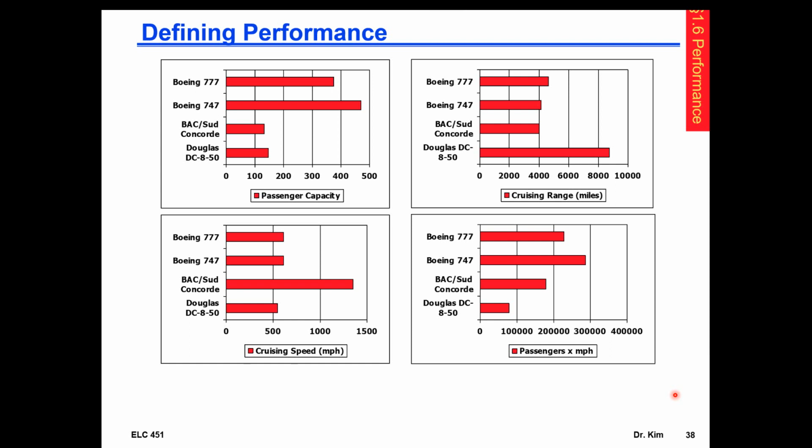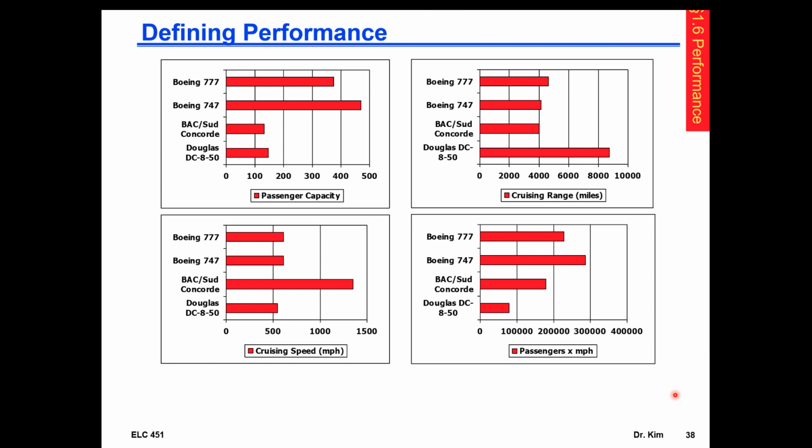Because if you were doing very long haul flights, for example, if you were trying to fly from Dallas to Japan, probably cruising range is very important. You don't want to have to drop down in Hawaii for refueling. So that may be very important.